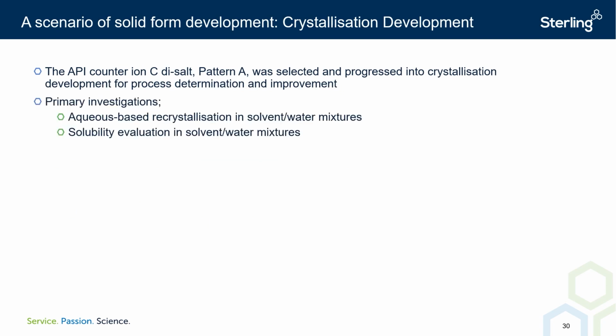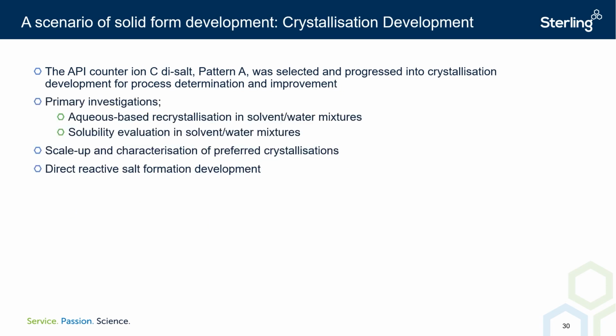Following 3 programs of investigation, one API counter-ion C disalt, pattern A, was the single selected version of the API, observed to demonstrate little polymorphic variance, no evidence of solvation or hydration, and feature generally improved solubility over the free API. As such, this version was progressed into crystallization development. As we have already indicated, the main goal of crystallization development is to develop a protocol that affords the target API version with suitable recovery, control of impurities, and desirable particle habit.